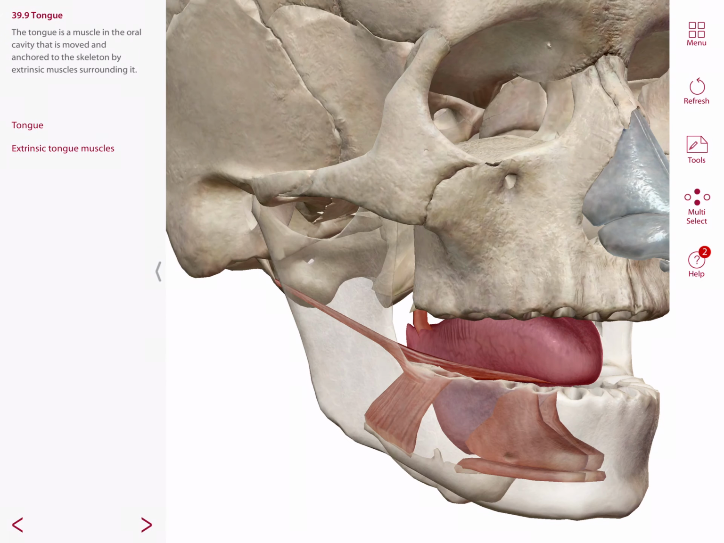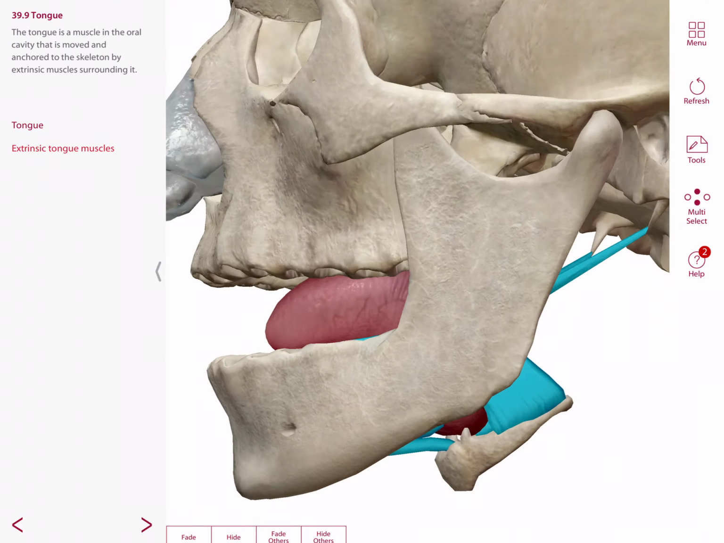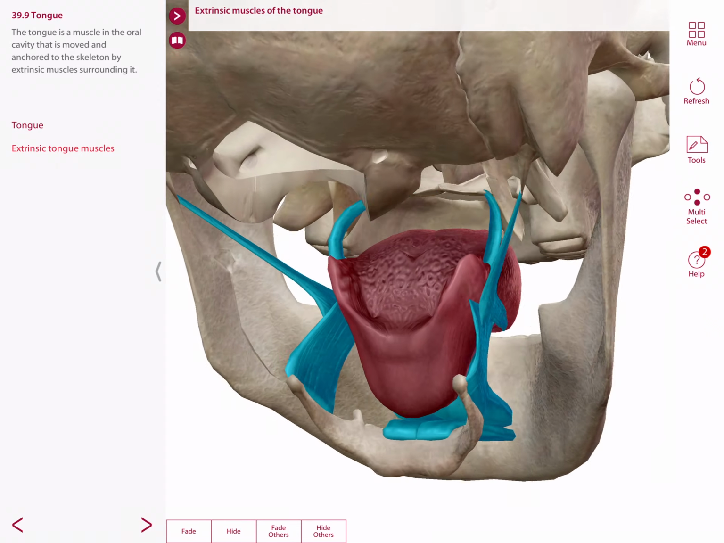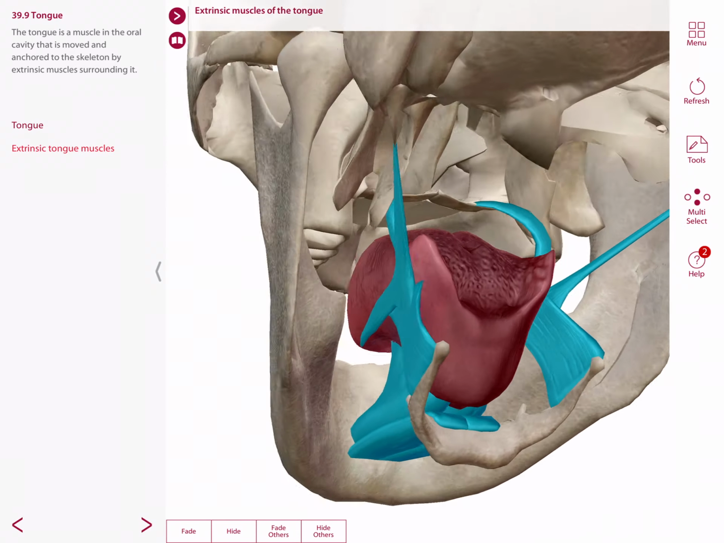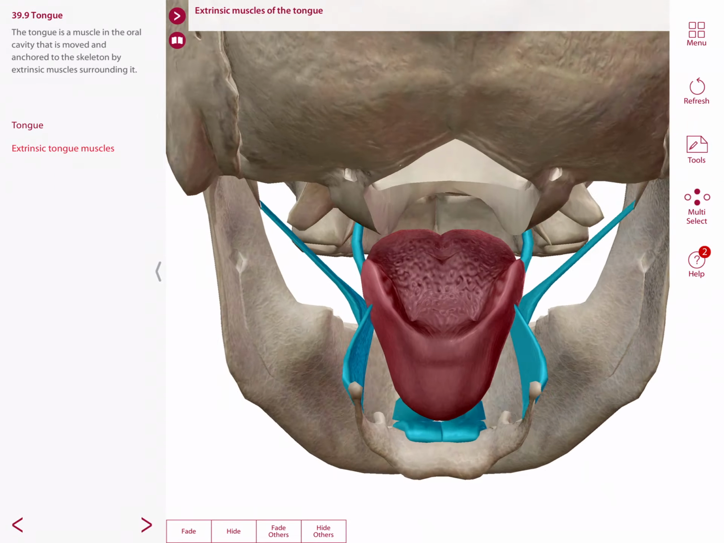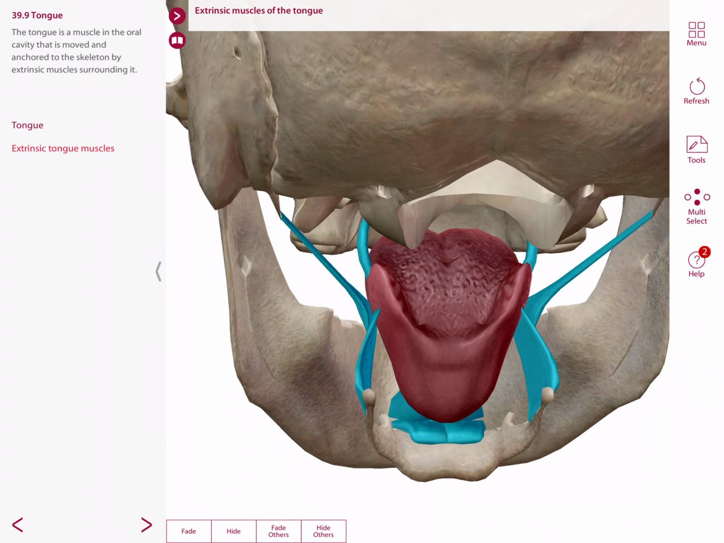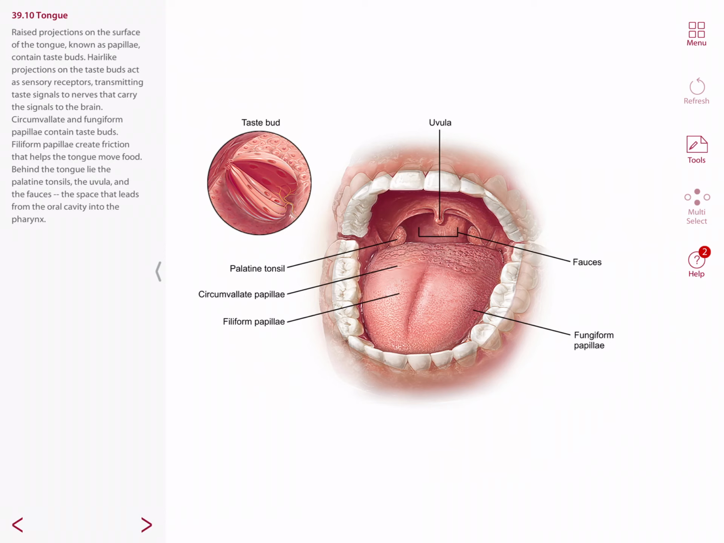Tongue, not much to say there. There are some extrinsic tongue muscles, so these are anchoring it to the skeletal system. A little bit of the function is coming from these, but most of the function comes from the tongue itself. Now we've got the tongue, where we need to talk about the different taste buds. Little raised projections on here we call papillae, and in those we'll have hair-like projections, and we call those taste buds. These are just sending the signals of the flavor of what we're eating to the brain.